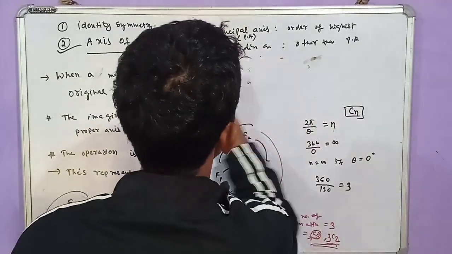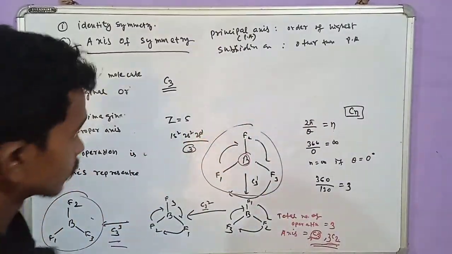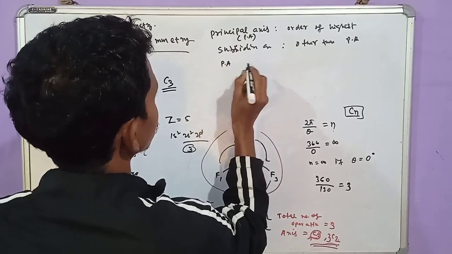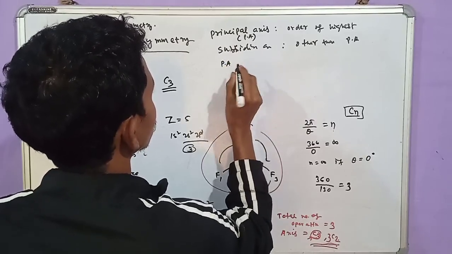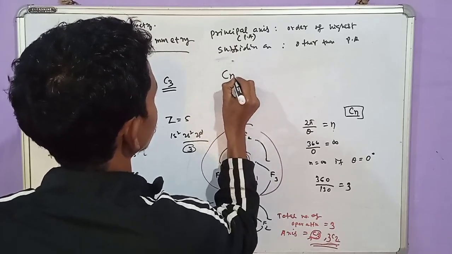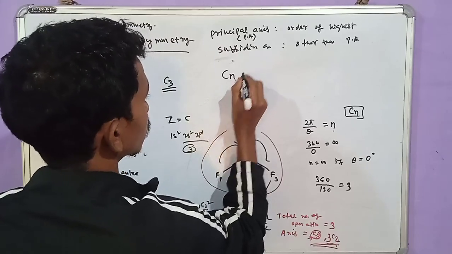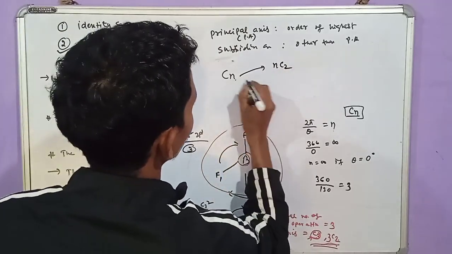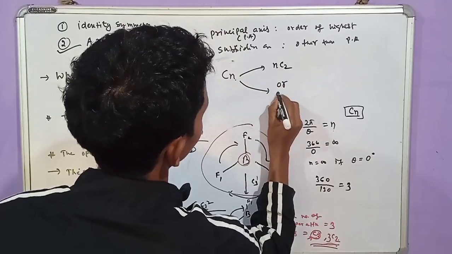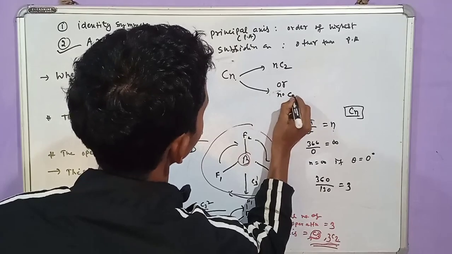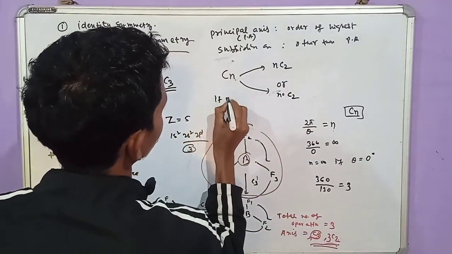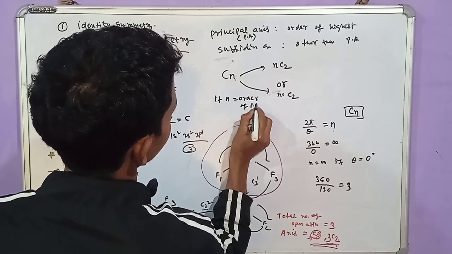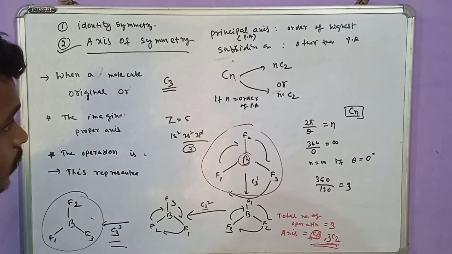Here the principal axis is Cn, so if n is the order of the principal axis, then n number of C2 will be present, or 0, no C2. Okay, this we have to remember.